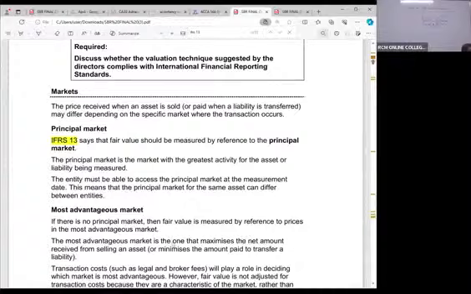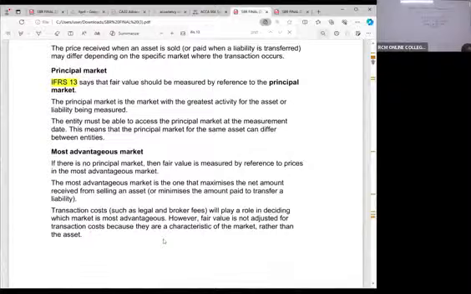All right. And then now there is a disclaimer. Transaction costs such as legal and broker fees will play a role in deciding which market is most advantageous. However, fair value is not adjusted for transaction costs because they are characteristic of the market rather than the asset. What you're supposed to know is that transaction costs will help us when ascertaining the most advantageous market, but we shall always exclude them whenever you're getting the fair price.